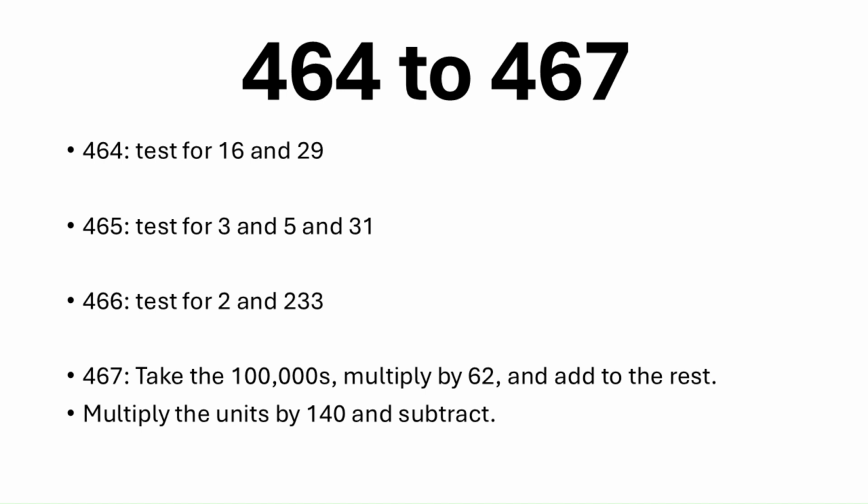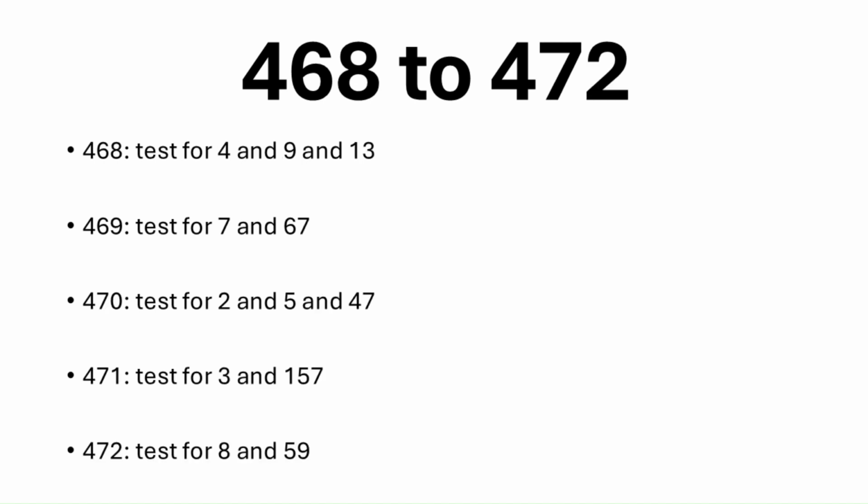466, test for 2 and 233. 467, take the 100,000s, multiply by 62, and add to the rest. Multiply the units by 140 and subtract. 468, test for 4 and 9 and 13. 469, test for 7 and 67. 470, test for 2 and 5 and 47. 471, test for 3 and 157. 472, test for 8 and 59.